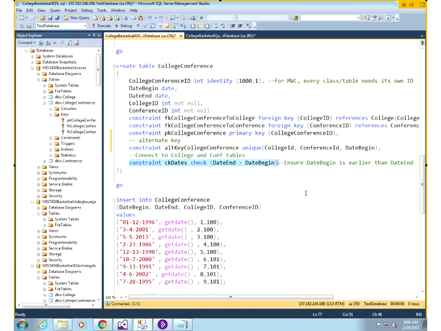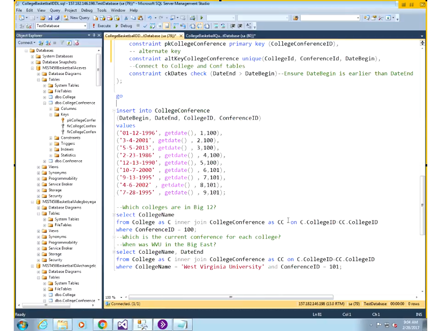Okay, good stuff. He's making sure that you're not on some dates where the end date is before the start date. So this is the third type of constraint. Well, actually now we introduced unique, so it's the fourth type: other than primary and foreign keys, the check constraint to validate data.